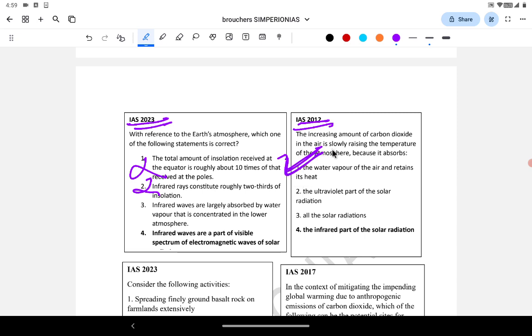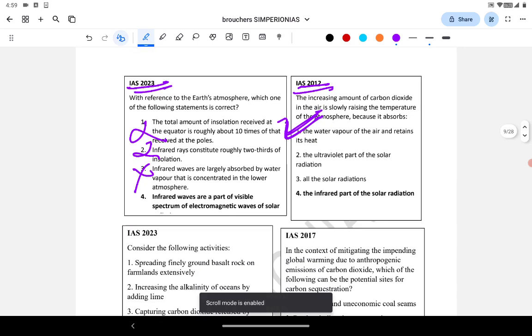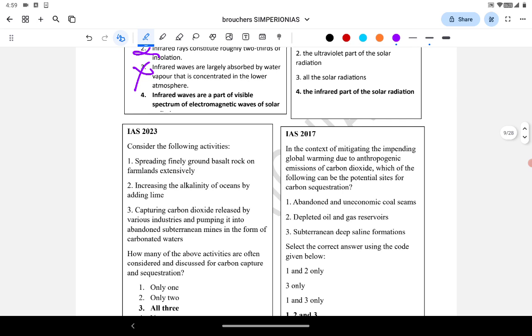Carbon dioxide absorbs the infrared part of solar radiation. Here they have given water vapor. This is wrong. Infrared waves are not part of the visible spectrum of electromagnetic waves of solar radiation. It's straightforward and very simple. It doesn't complicate itself with numerical data like 10%, 2/3, etc. The third option is directly asked in 2012 itself. It's not difficult. Let's go to the next question.